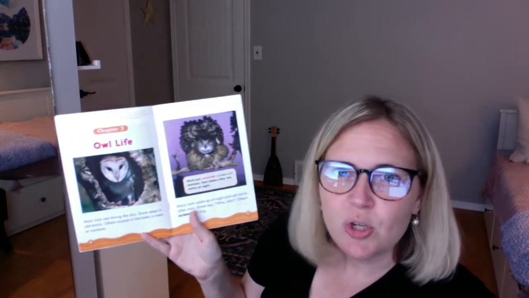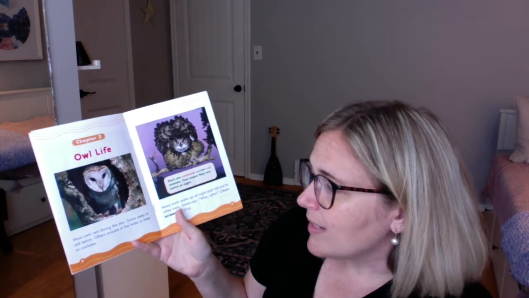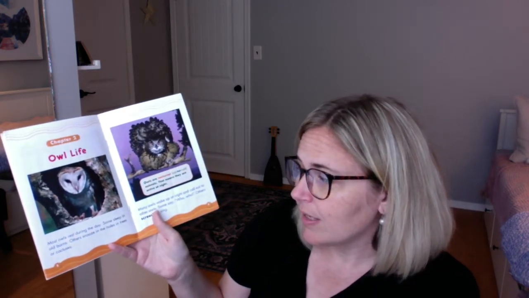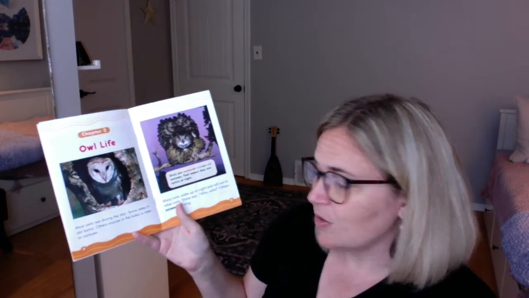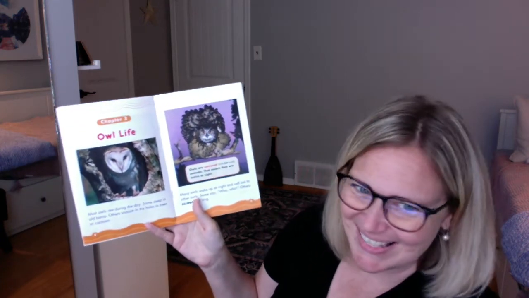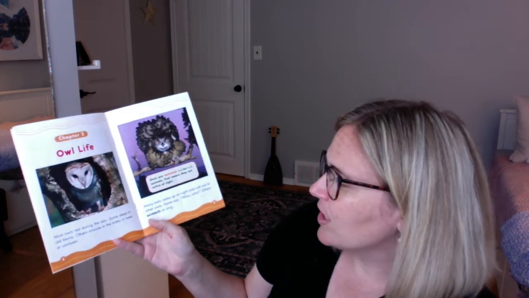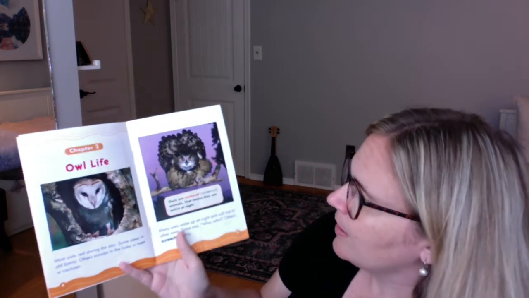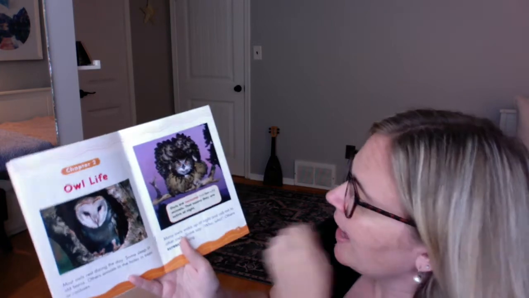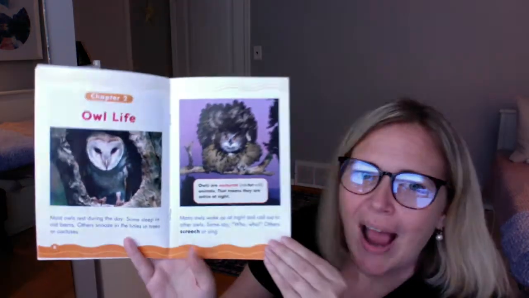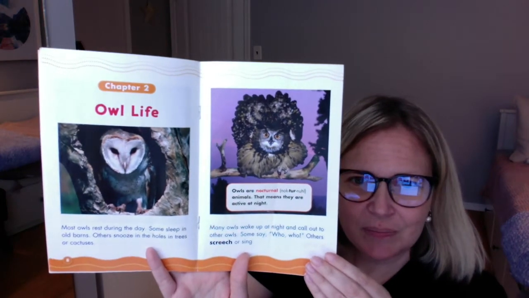Chapter 2, Owl Life. Most owls rest during the day. Some sleep in old barns, others snooze in the holes in trees or cactuses. Many owls wake up at night and call out to other owls. Some say hoo, hoo, others screech or sing. This information box says owls are nocturnal animals. That means they're active at night.